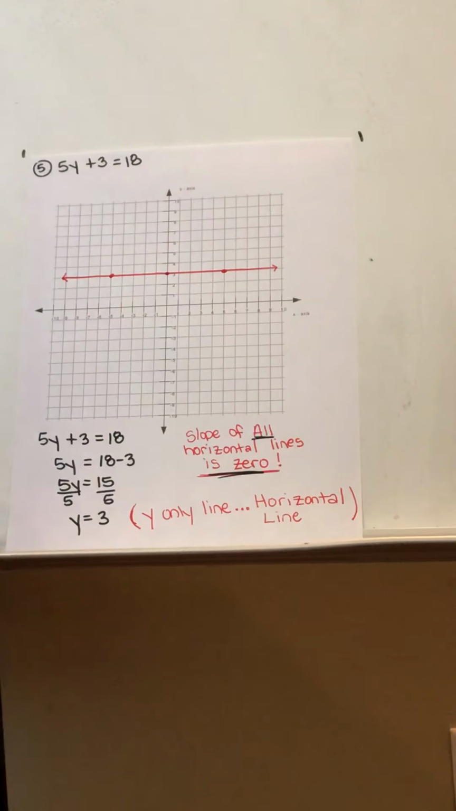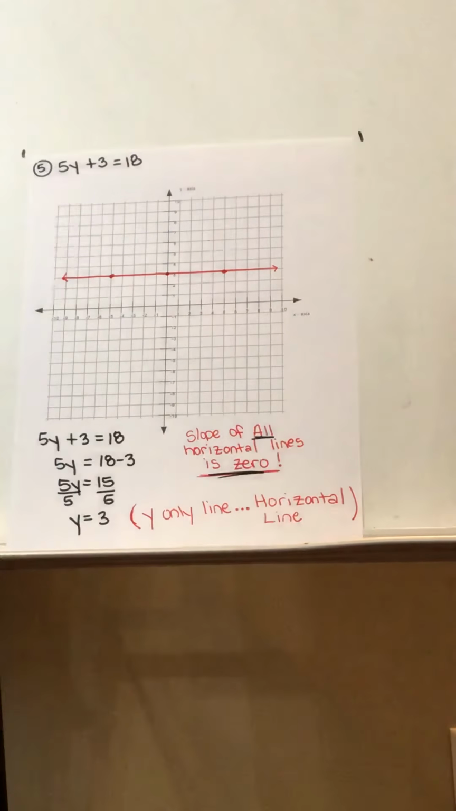Fifth example, we have 5y plus 3 equals 18. Now, if you notice, there's no x in the entire problem. So this is considered a special line. There is no x. So I still solve for y. And when you solve for y, you subtract your 3. 18 minus 3 is 15. And then I divide by 5. That would give me 3. So y equals 3. That's all your equation is.